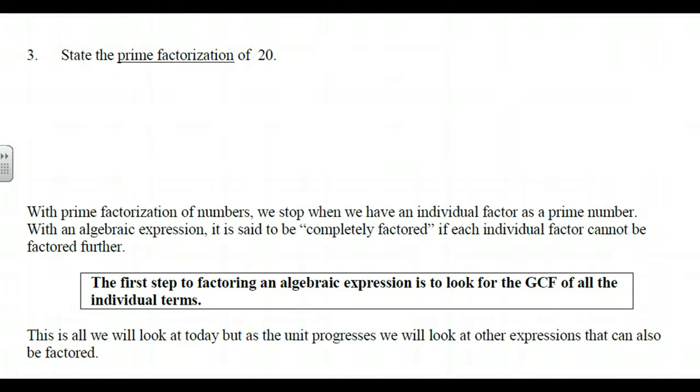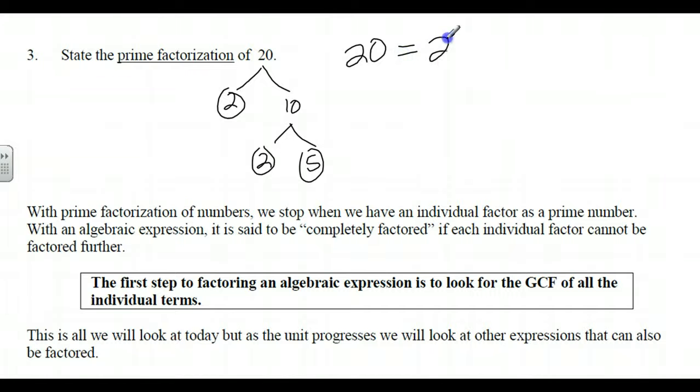Very important point. Number 3, state the prime factorization of 20. Well, we can split this up. It doesn't hurt to factor down a tree. So the prime factorization of 20 is 2 times 2 times 5. With prime factorization of numbers, we stop when we have an individual factor as a prime number. Prime, prime, prime. Not prime must factor into product of primes.